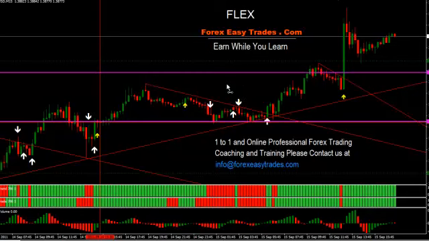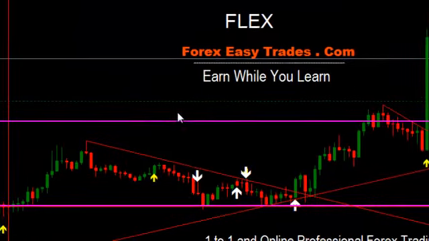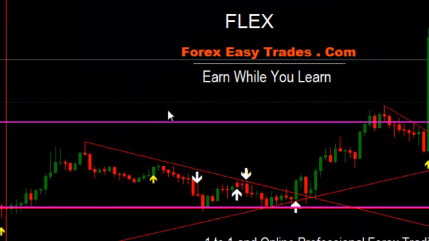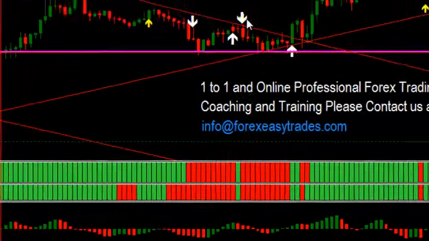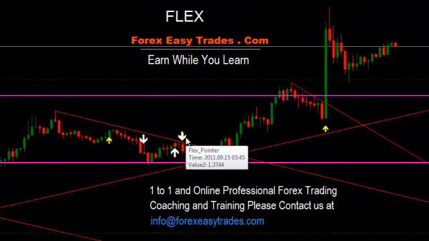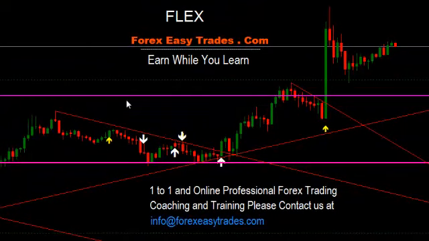The aim of this strategy is to generate more than 20 pips, and there are 5 indicators used in this strategy. Number 1, Flex Resistance and Pivot Point. Number 2, Flex Pointer. Number 3, Flex Trend. Number 4, Flex Trade. Number 5, Flex Volume. The Flex Pointer's white arrow indicates the major trend change, and the yellow arrow indicates the pullback and reversal. And you can download these indicators, including the template, from the member area.